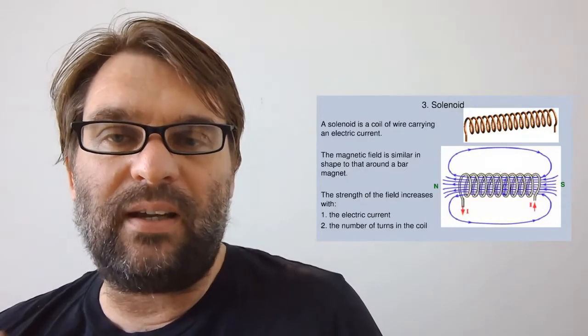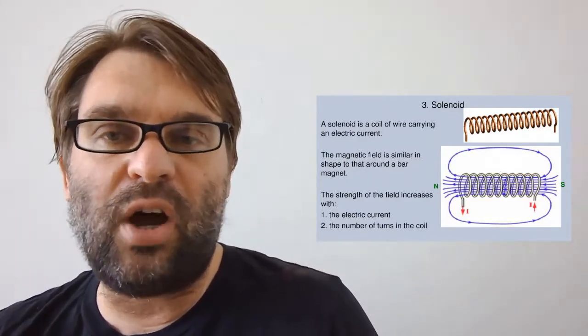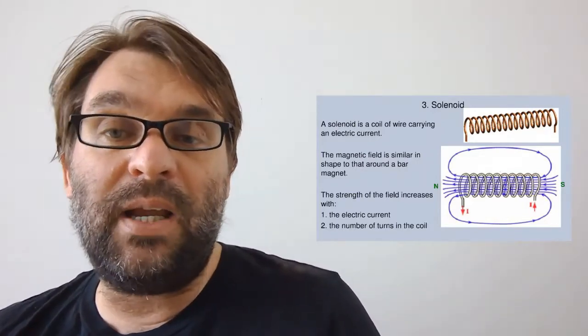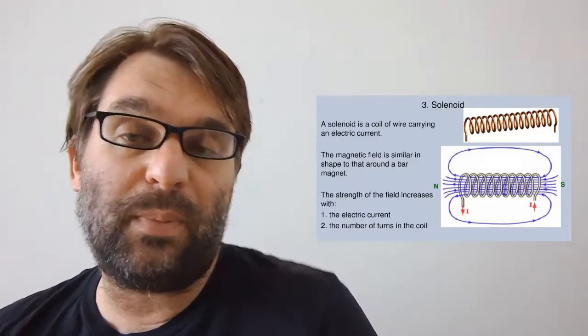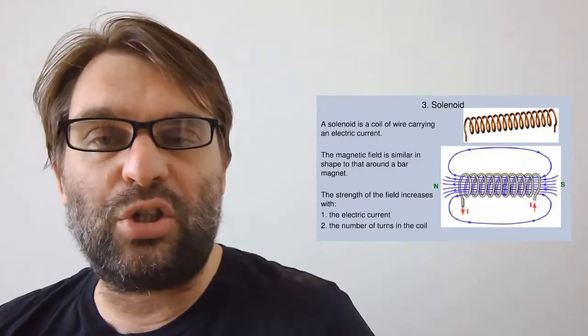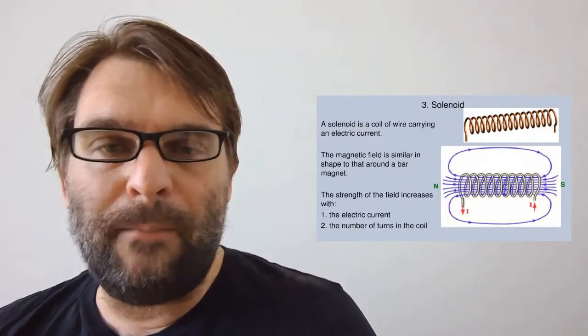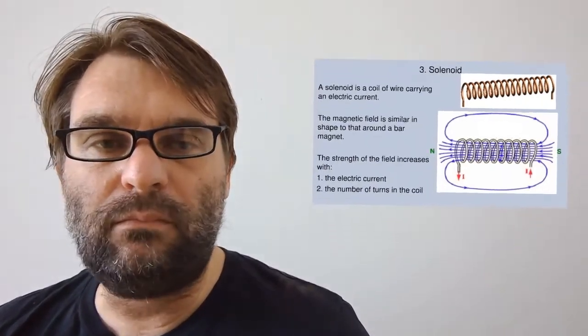If we put a magnetic core in there, say an iron core or a metallic core which can get magnetized, that metal then becomes magnetic, and you can pick up metal objects. And you can increase the strength by either increasing the electrical current going through the solenoid or the number of turns of the coil of the solenoid.